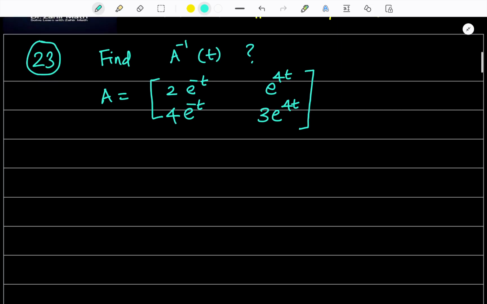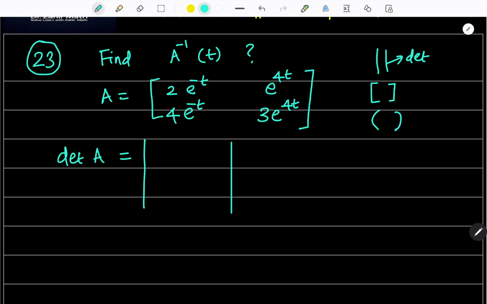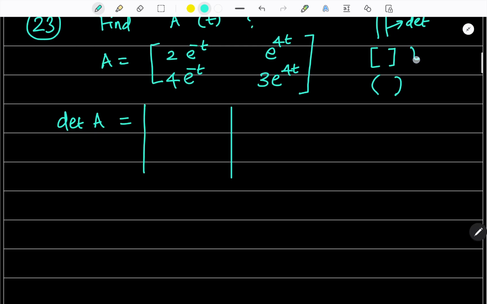Okay, right. So first step, we are going to find the determinant of A. So you should use determinant, these two lines. Determinant means these two lines. Matrix means this bracket. Okay, keep in your mind. So these two are matrix. Right, let's start. 2 e power minus t, e power 4t, 4 e power minus t, 3 e power 4t.